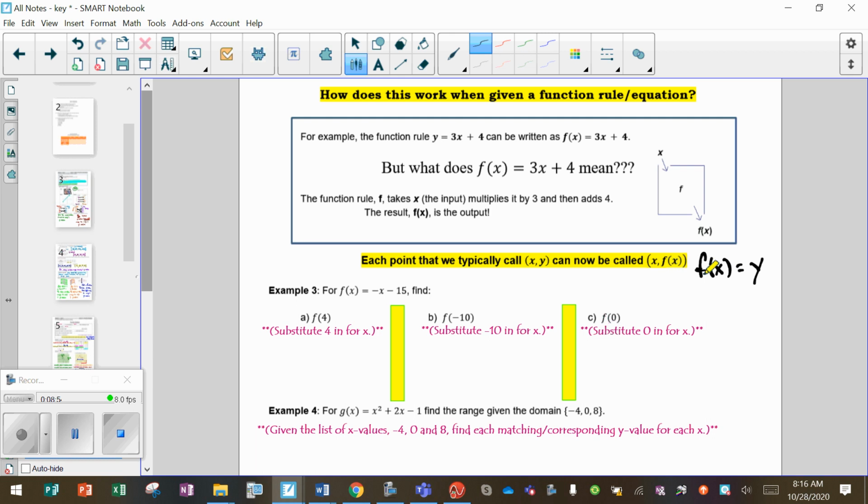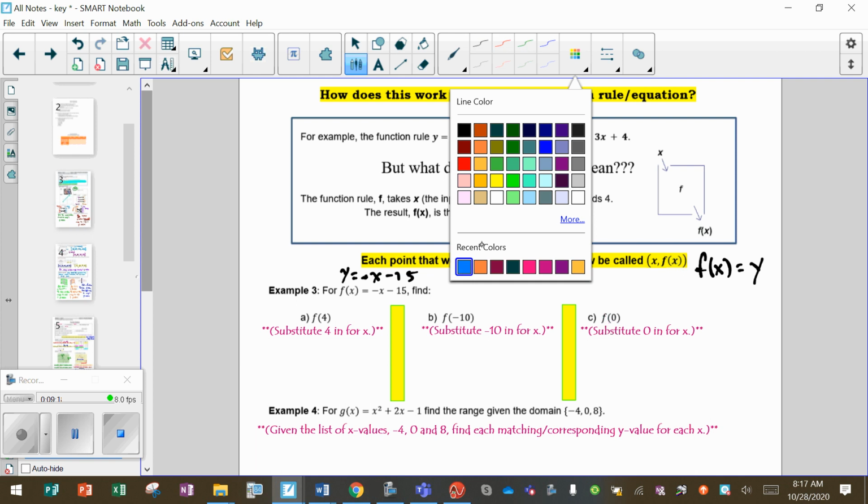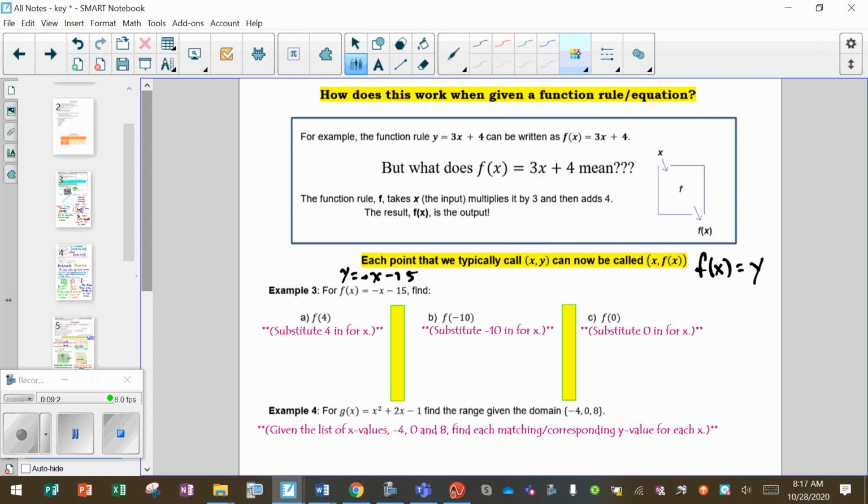We're just using almost like the substitution for y and making it f of x equals instead of y equals. So this says f of x equals negative x minus 15. That would be the same thing as saying y equals negative x minus 15. Just a different notation. When you have f of 4, what that is telling you to do, it is lazy mathematician notation to say plug in 4 in for x. Okay, so we're going to take our function, f of 4, and we're going to plug in 4 in for the x value.